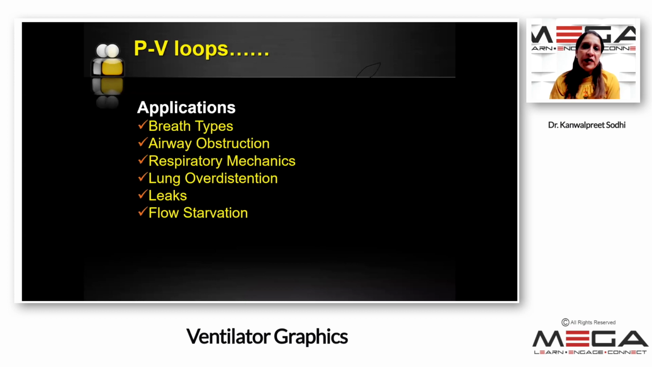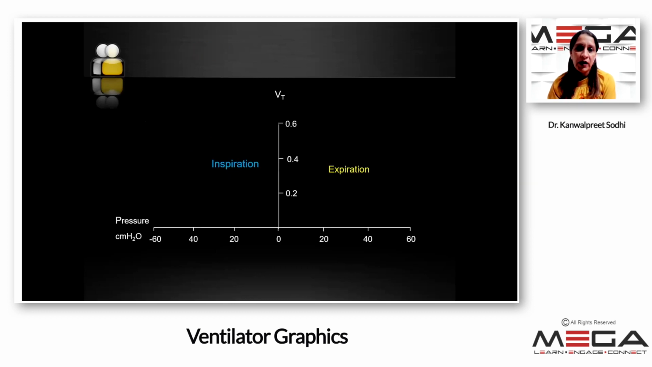So pressure volume loops have a lot of applications. We can come to know the breath types. We can diagnose the airway obstruction, whether during inspiration or during expiration. We can tell about the respiratory mechanics, especially the compliance of the lungs, and leaks, flow starvation, all things we'll discuss one by one. Okay.